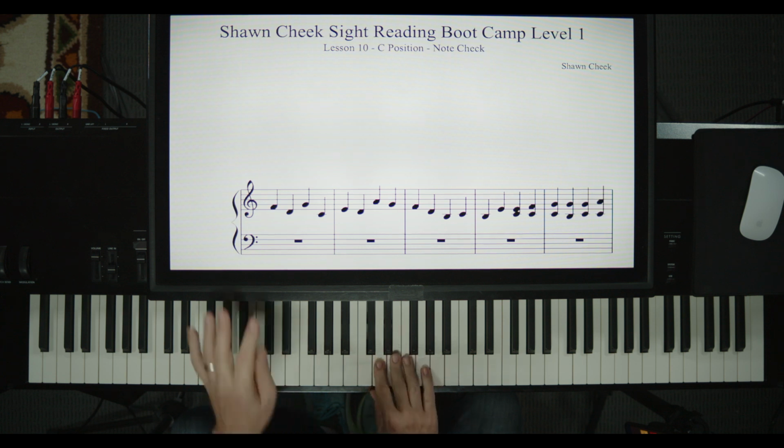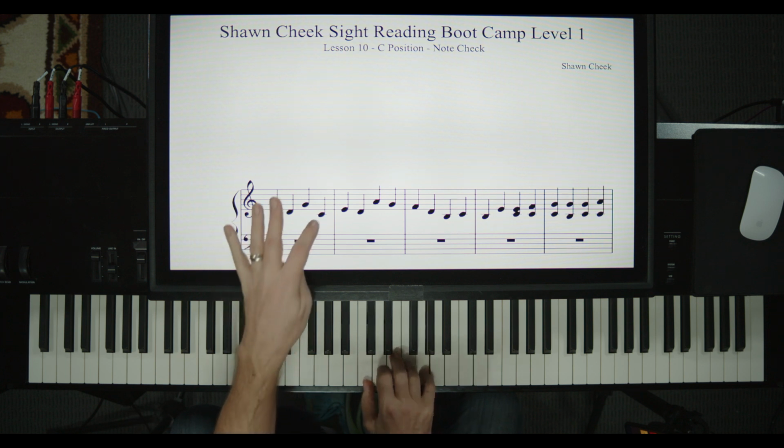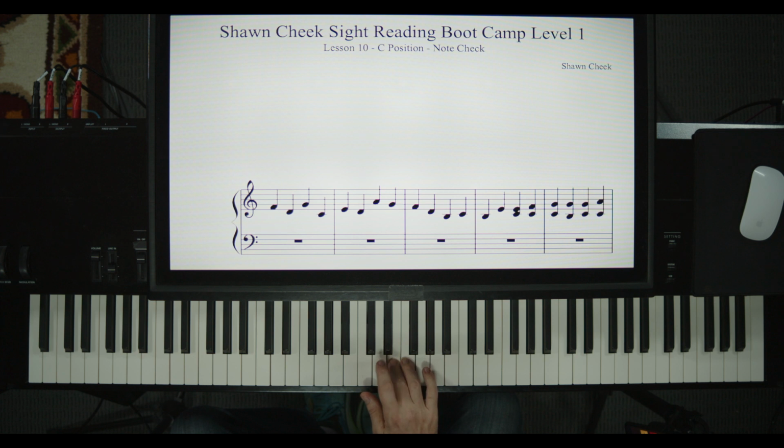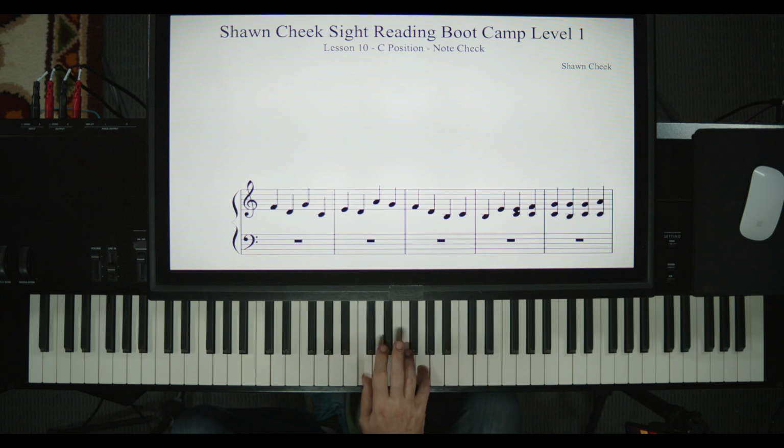So this is what you should have had. F, D, G, C, E. Now the next one's A, so you got to reach up above G. A, G, F, D, B. Where's B? You got to move over a little bit. C, B, E, C and E, C and F, G and C, B and G, C and G, C and A. There you go.